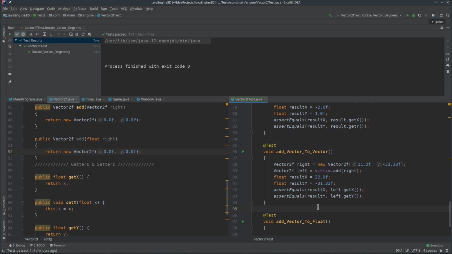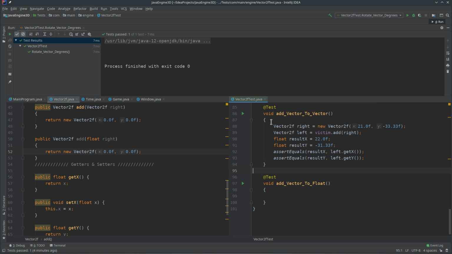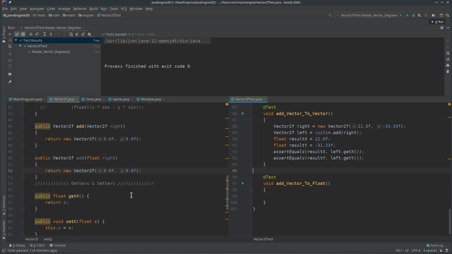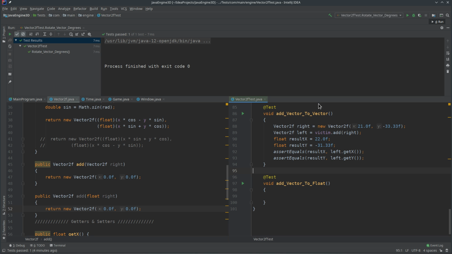Now, that's what we expect. These should both now fail, please. I'll do the test one test at a time. Add vector to vector. That's this one here. So compile, make sure everything compiles. Okay, let's run the test. Expected 22. Actual was 0.0. So that's a failed test. That doesn't work. So now we have to write code to make it work.